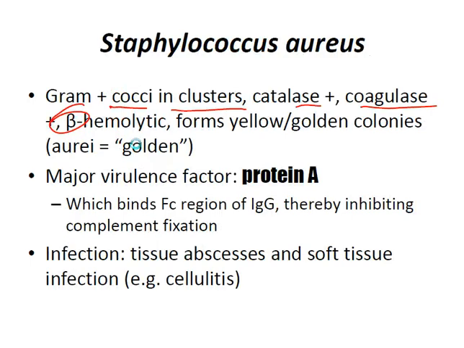So let's go back here. What's its major virulence factor? What's its major thing that it has that nobody else does? It's this protein A. Major virulence factor is protein A, which binds to the Fc region of IgG, thereby inhibiting complement fixation.